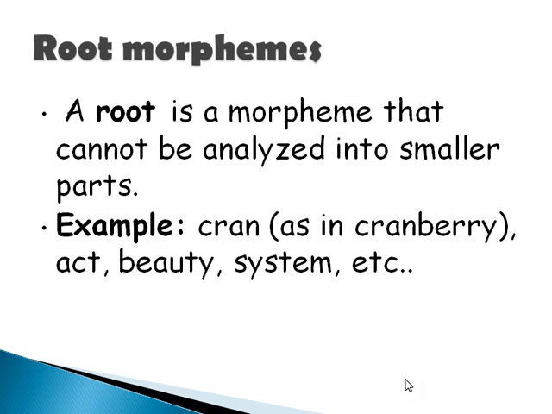But let's think of the word, for example, system. Systematic. Okay, I can decompose this. Atic is a suffix. System is the root. Okay, but is system a bound morpheme or a free morpheme? System. Bound or free? Free. Okay. Beauty. The word beauty.